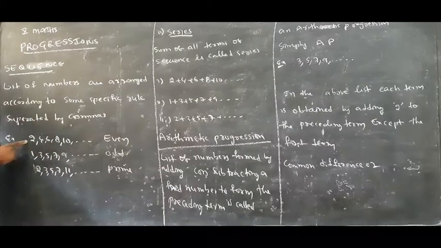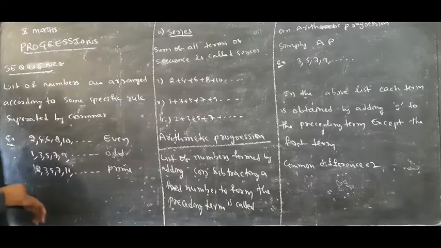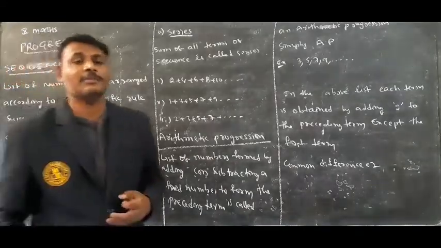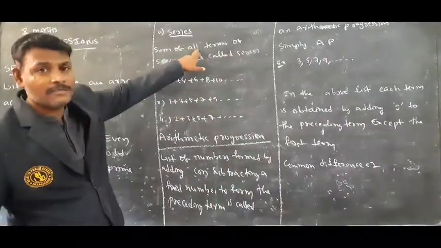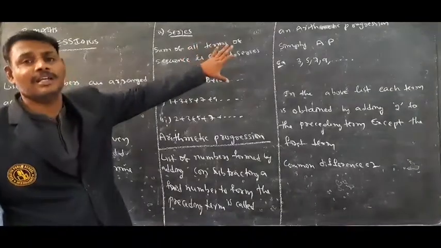What is the meaning of even numbers? A number which is exactly divisible by 2 is called an even number. Next, series. A series is nothing but the sum of the sequence. The sum of all terms of a sequence is called a series.